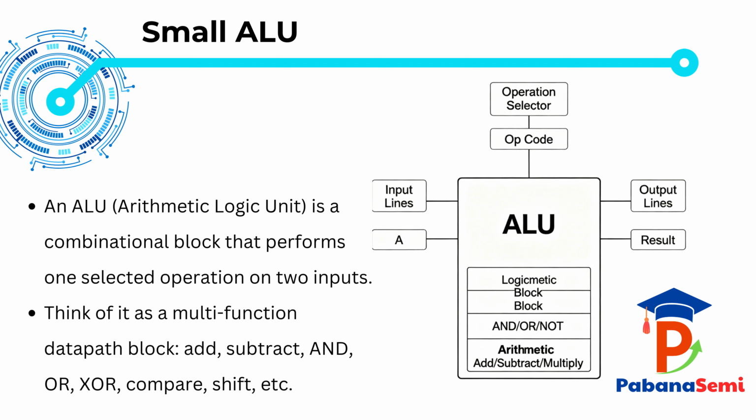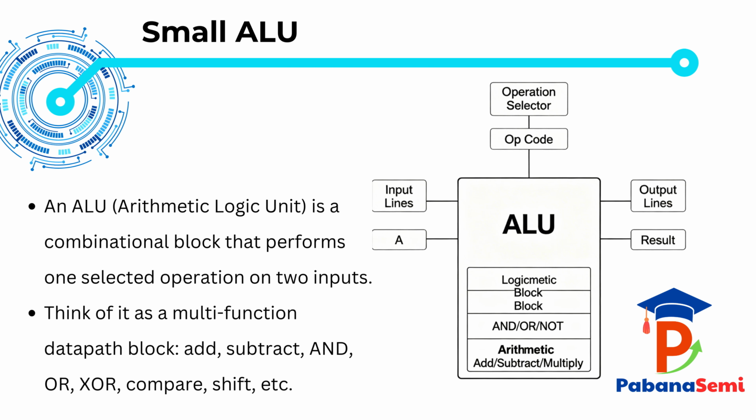So think of the ALU as a multifunction data path engine. It can add, subtract, perform bitwise logic, compare numbers, and even support shift operations depending on the opcode. This is why the ALU is called the heart of the CPU, because every calculation and decision eventually passes through this block.